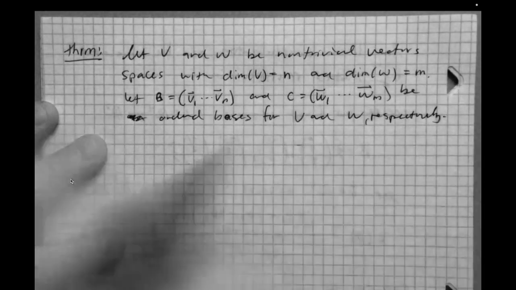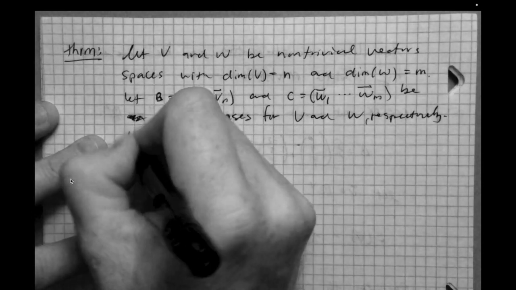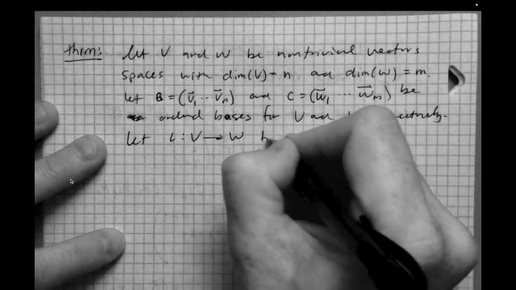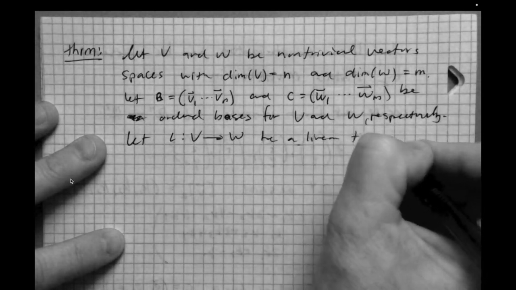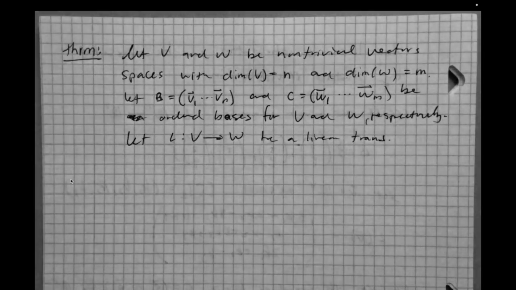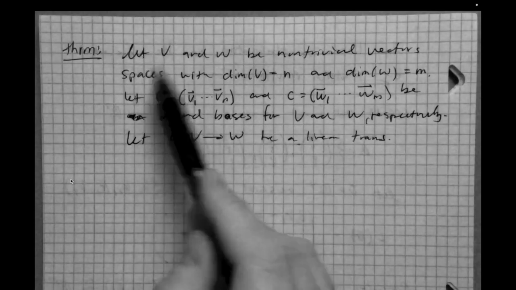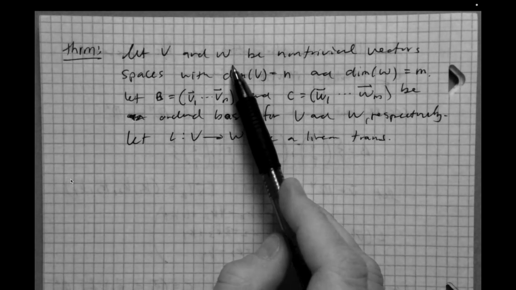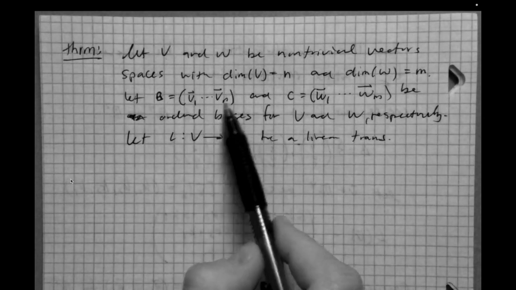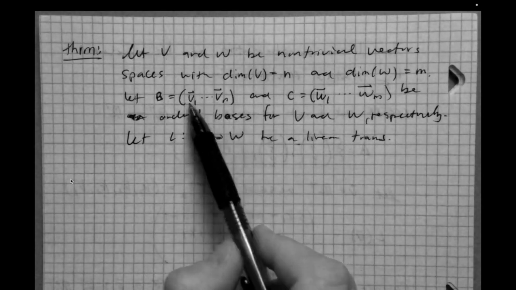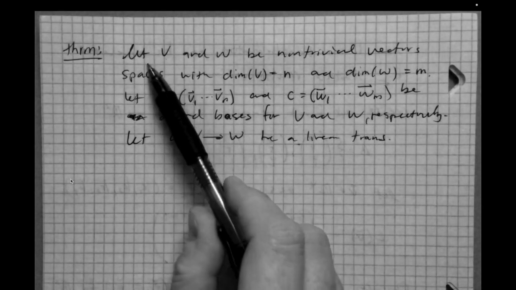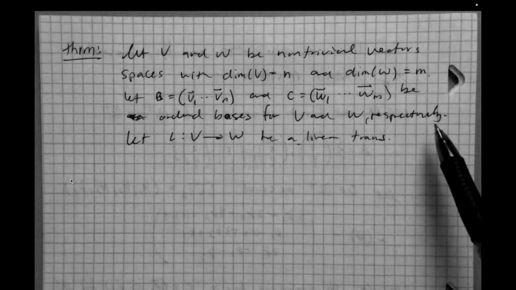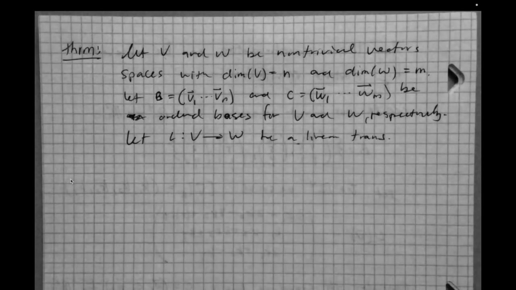Let L be a linear transformation from V into W. So this is the setup, right? Let's make sure we're clear here. V and W are vector spaces. V has dimension n, W has dimension m. We're going to let B be the n-element ordered basis for V, and we're going to let C be the m-element ordered basis for W. L is a linear transformation from V to W.